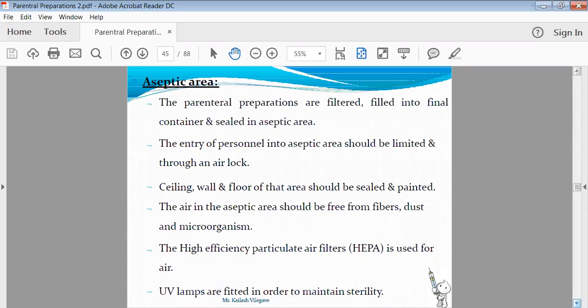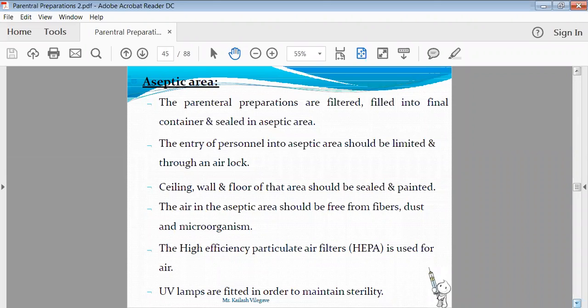So that's why, to avoid bacterial infection, we maintain limited entry of people in this area. We also have to maintain a double door lock system as well as an airlock system in this room, because once we open the door, outside air may enter your aseptic area, and it may cause infection or contamination of your product. So to avoid all those things, we have to maintain this aseptic area with the airlock system as well as the double door system.